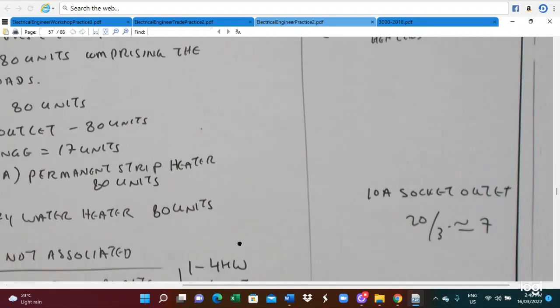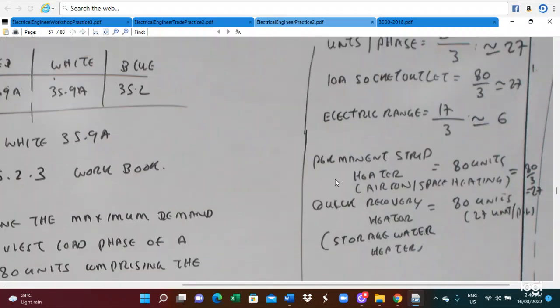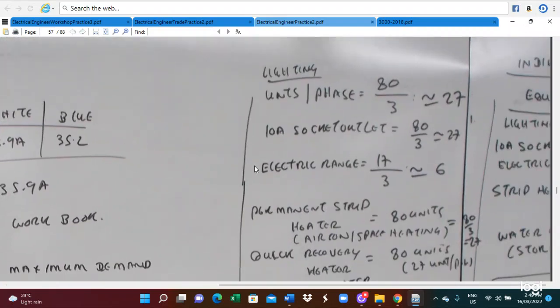So this is what we have. Okay, firstly, we have to find out the loads per phase. All the 80 units are provided by the 3-phase power supply. So for every phase, how many units? 80 divided by 3, you get approximately 27. And also the 10 ampere socket outlets. How many socket outlets per phase? 80 divided by 3, you get 27.